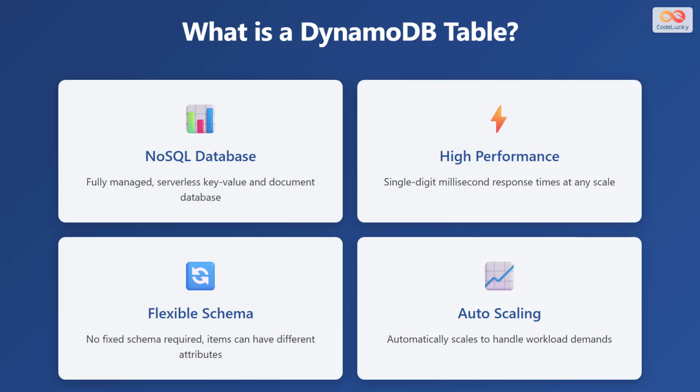DynamoDB is a fully managed NoSQL database service provided by Amazon Web Services. It's a serverless key value and document database that requires no server management. One of its standout features is high performance, delivering single-digit millisecond response times regardless of scale. Unlike traditional relational databases, DynamoDB offers a flexible schema, meaning items in your table can have different attributes. Additionally, it automatically scales to handle your workload demands, so you never have to worry about capacity planning.